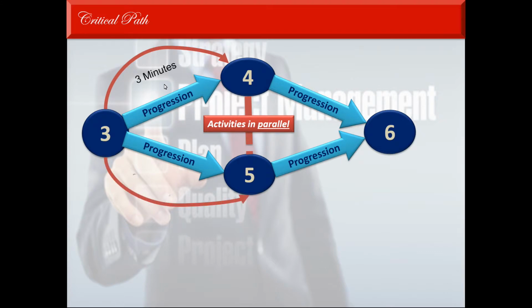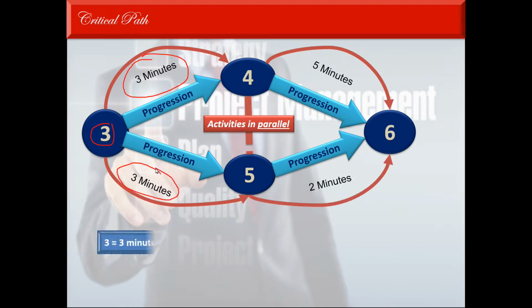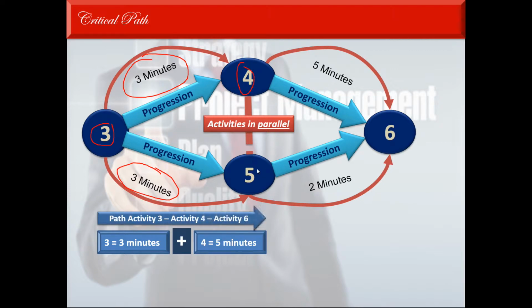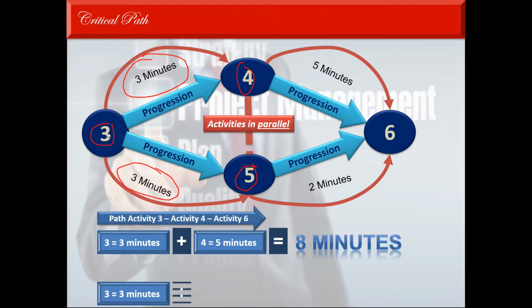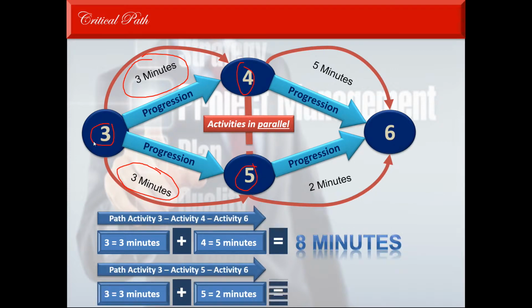The duration of activity 3 is 3 minutes. So before you can start either 4 or 5, you must finish 3, because 3 is the predecessor. So 4 can start 4 minutes into the project, and 5 can start 4 minutes into the project: 3 minutes plus 1.